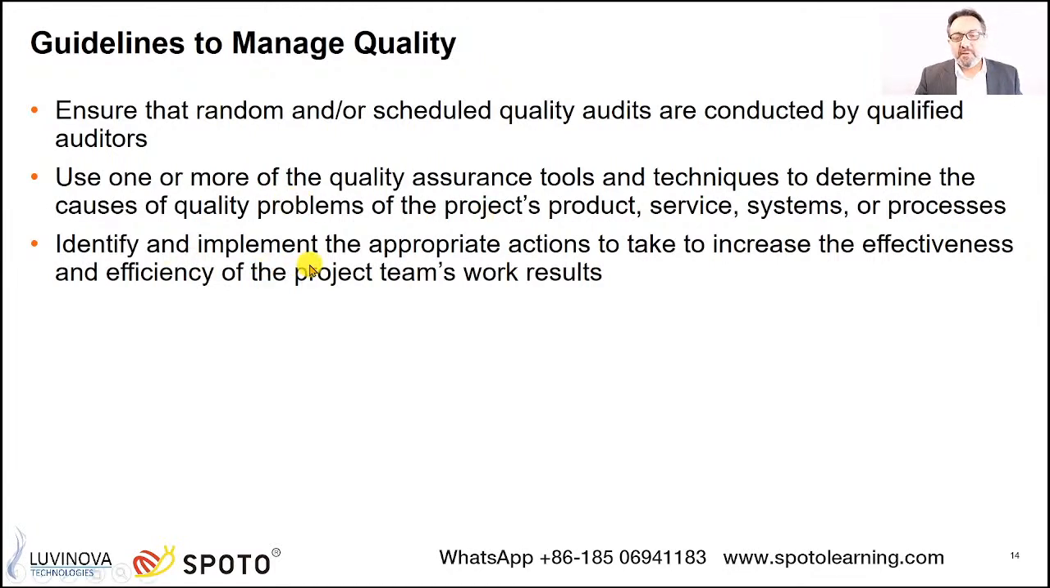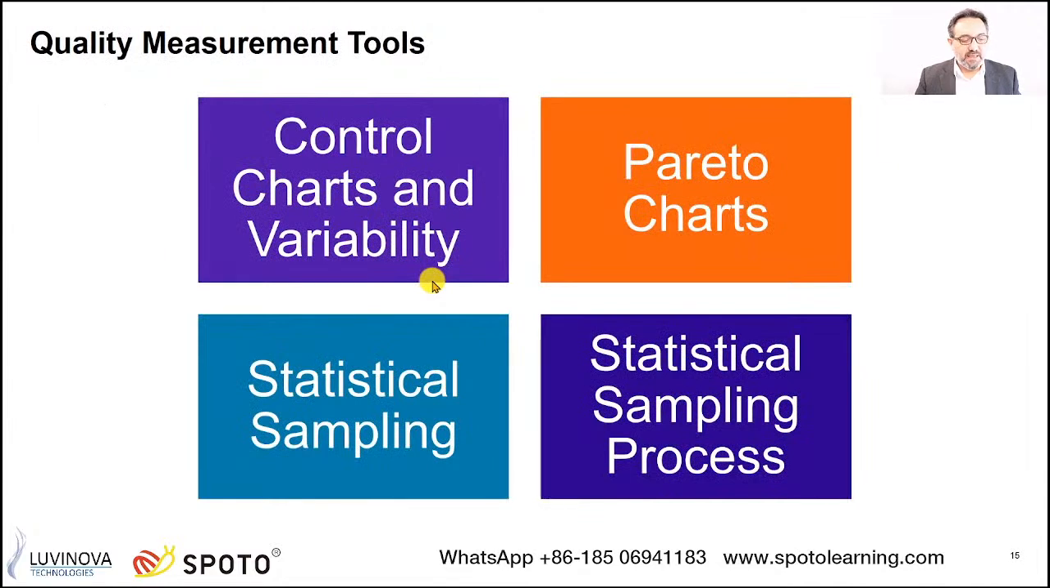Identify and implement appropriate actions to increase the effectiveness or efficiency of the project team's work. So the main idea of manage quality, as we said, is to see how we can improve our work to avoid having any defects in our deliverables, and you will see audit is one of the main tools and techniques.